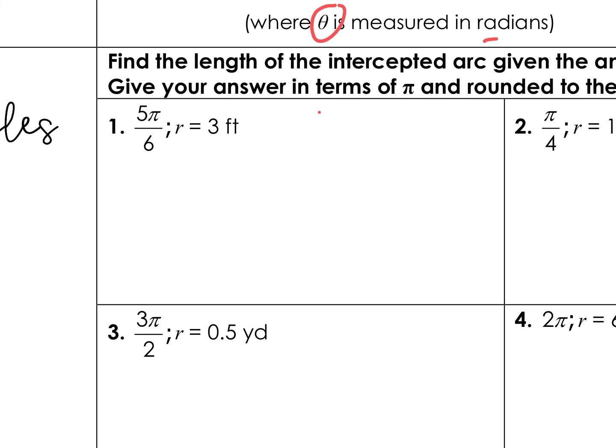So the sector looks like this. Now, by the way, I got a shortcut. 5 pi over 6. I know that pi over 6 is the same thing as 30 degrees. 30 degrees times 5 is 150 degrees. So it's a pretty big angle here.